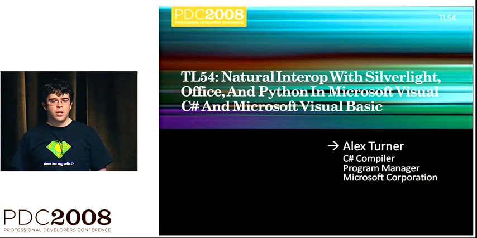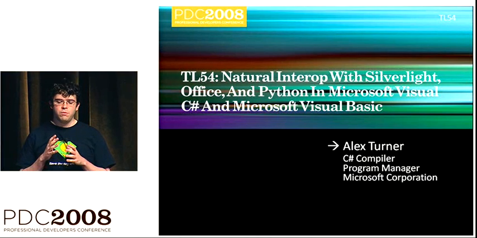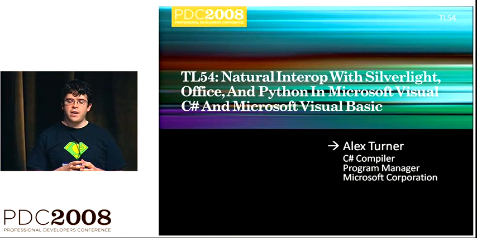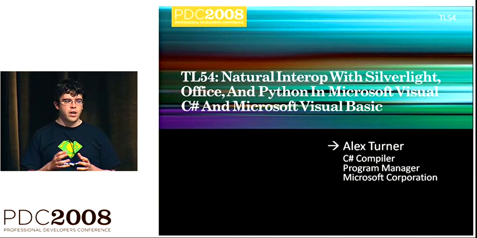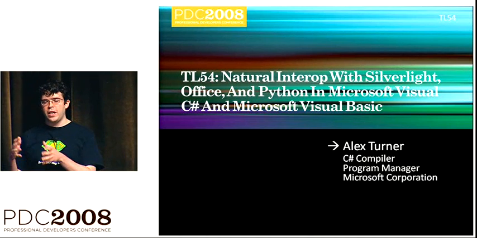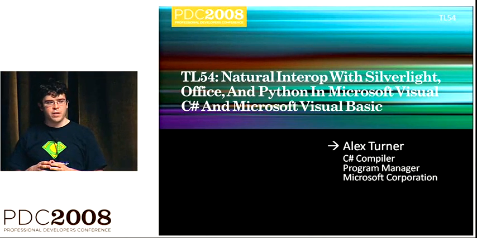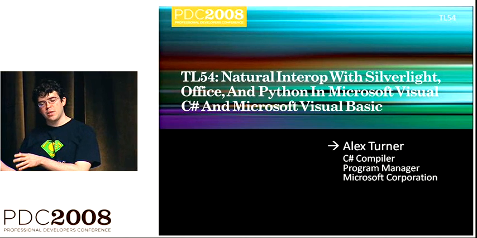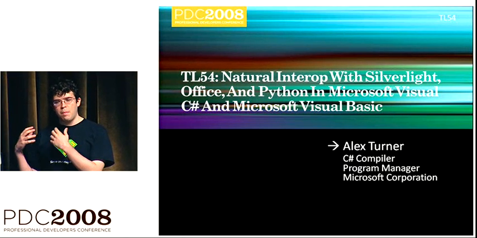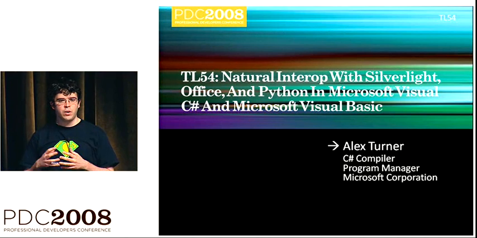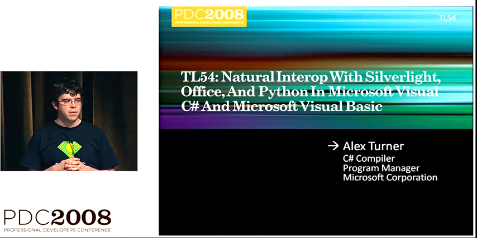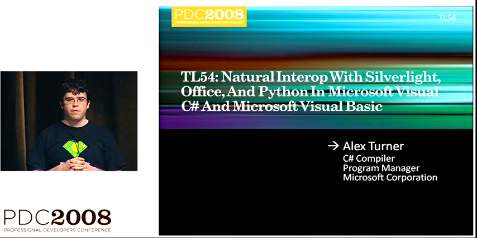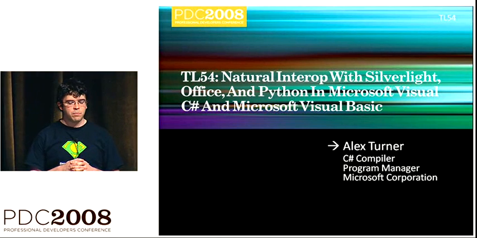And this is a talk really about the new features in C# and Visual Basic that come together to provide a really good interop experience, a really improved interop experience with a lot of kinds of object models that have really had a poor environment in the past when you wanted to talk to them and interact with them. And specifically, we're going to be looking at Silverlight, Office, and Python today.